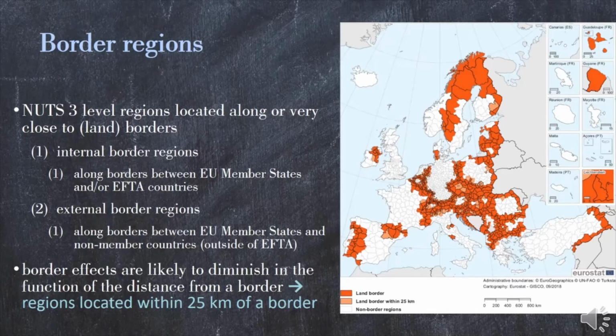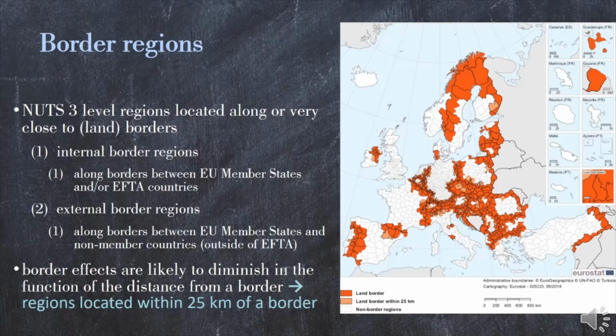Another important element of the EU definition of border regions is related to the position of the border region within the area of the European Union. In this respect, the two main types are internal border regions and external border regions. Internal border regions are those regions which are located along borders between EU member states and or EFTA countries, while external border regions are located along borders between EU member states and non-member countries, excluding EFTA countries, of course.